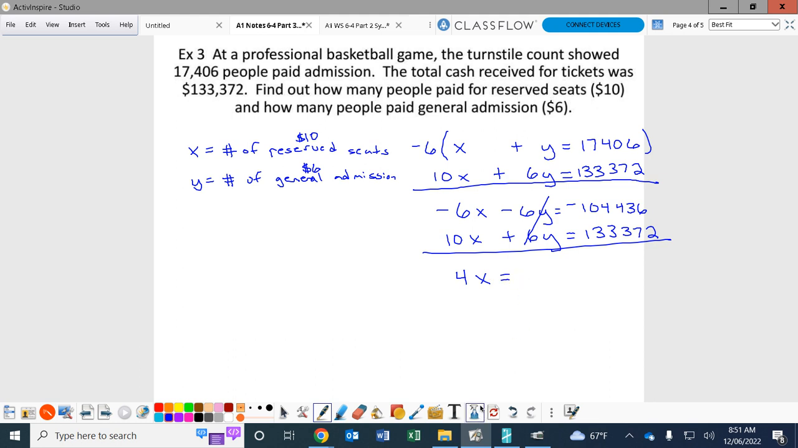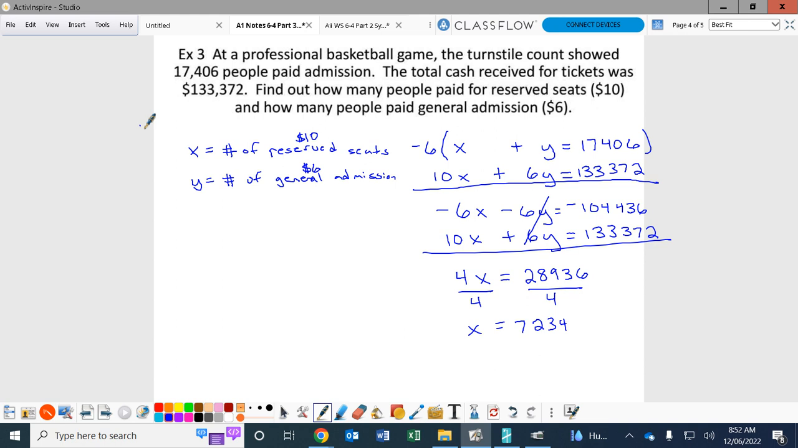And then negative 104,436 plus 133,372 gives you what? It's like 20 something thousand. Do the math, guys. 28,936. Okay, perfect. Divide both sides by 4 and X equals. Should be like 7. I'm doing the math in my head. 7,240. Is it 34? Thank you. There we go. 7234.